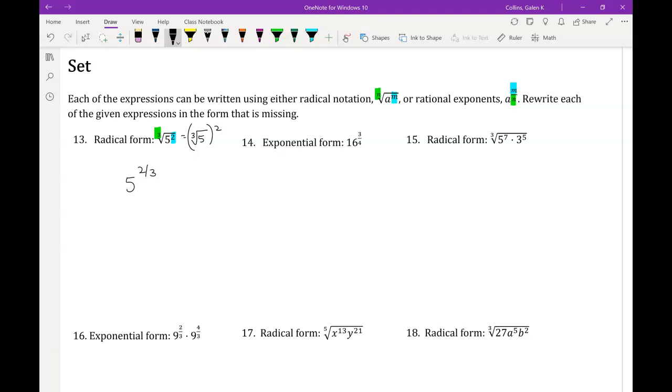In number 14, we're given an expression in exponential form with a radical exponent. So same idea, my denominator becomes the index of my radical, and my numerator tells me what power to raise that to. So I could either write this as the 4th root of 16 cubed, and that is the same as the 4th root of 16, all of that in parentheses cubed.